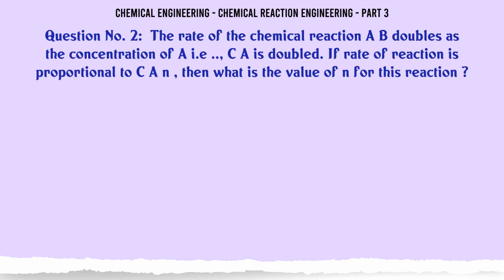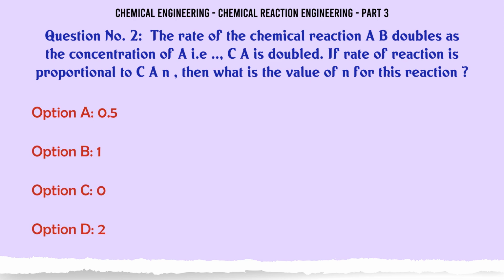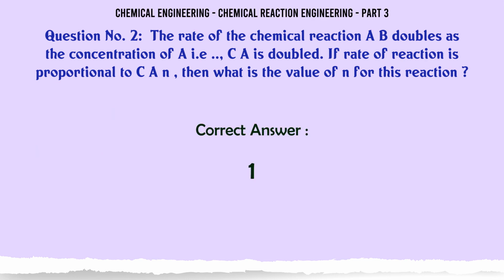The rate of the chemical reaction A to B doubles as the concentration of A, i.e. CA, is doubled. If the rate of reaction is proportional to CA to the power n, then what is the value of n for this reaction? A: 0.5, B: 1, C: 0, D: 2. The correct answer is 1.